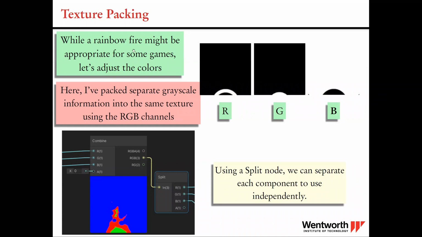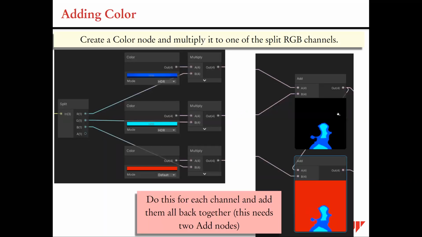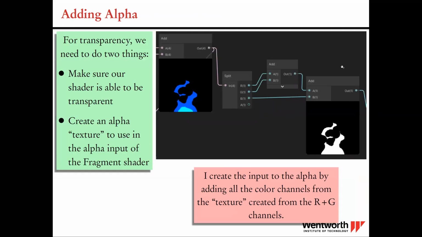All right, and I talked some about the texture packing. So here's all of that stuff, the RGB and doing the split, setting up the different colors. Here I set up a color for that blue channel, but that's not something that we necessarily had to do, but I do show it in here. And then creating the alpha as well by adding them all together.